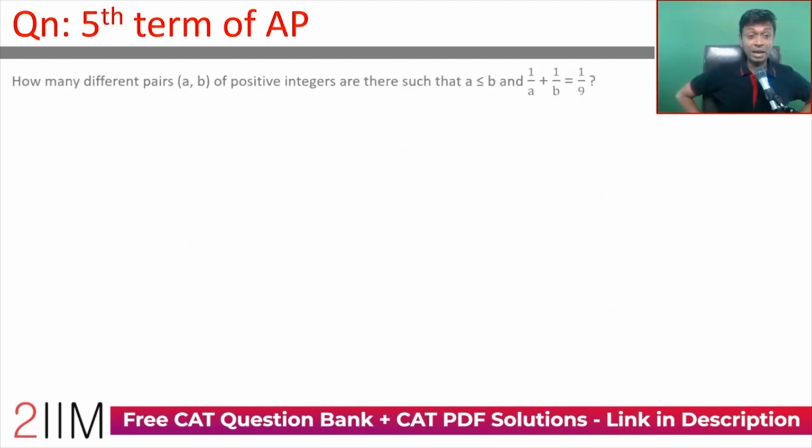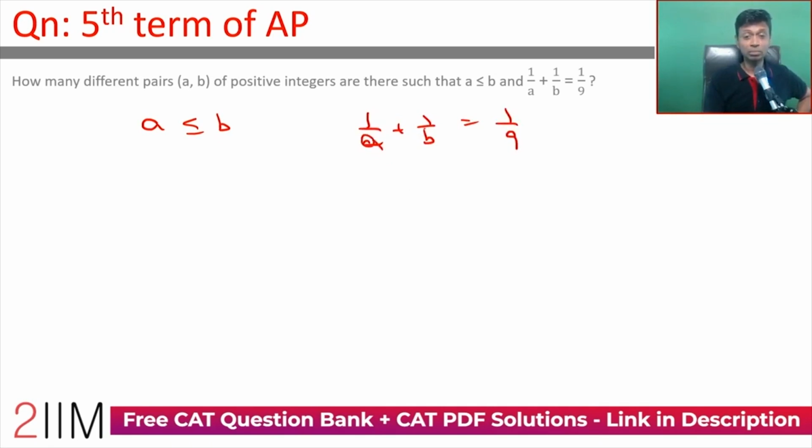How many different pairs A comma B of positive integers are there such that A is less than or equal to B and 1 by A plus 1 by B is 1 by 9? So beautiful question. A is less than or equal to B. 1 by A plus 1 by B equals 1 by 9. Think about this. Let's simplify this.